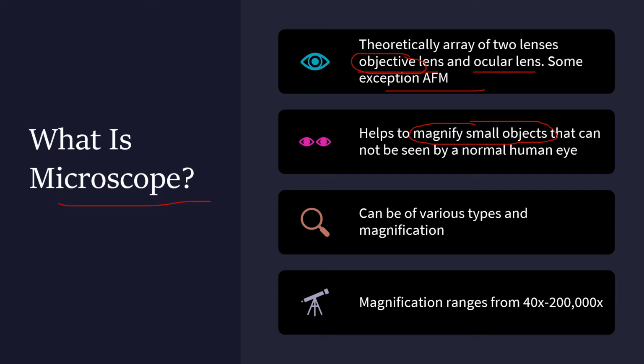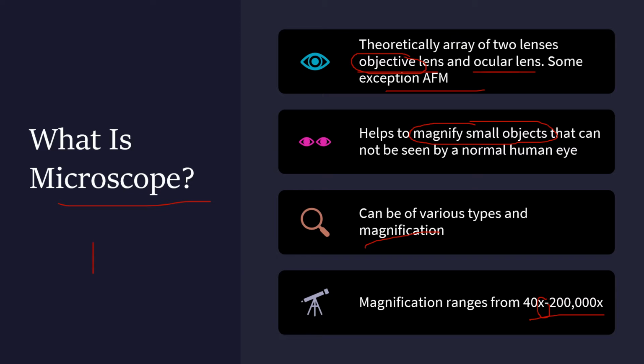Now they can be of various types, as we have talked about, like light microscope, phase contrast, fluorescence, and confocal. There are many types and they have great magnification. We're going to talk about magnification and resolution, the two most confused terms, but let's make it simple here. The magnification of microscopes ranges from 40x to 200,000x.